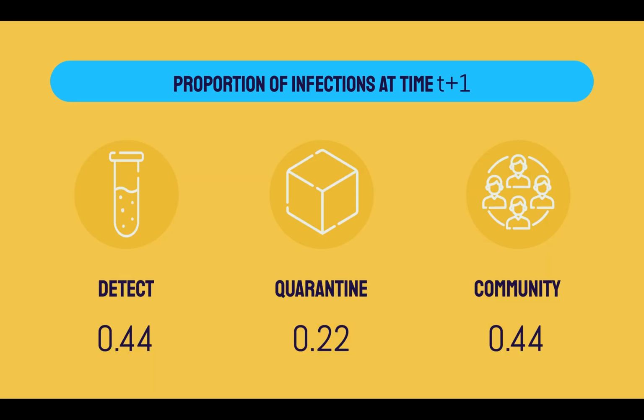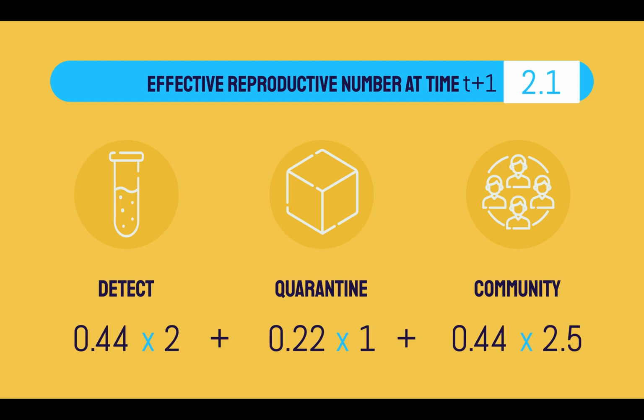And so this results in a pretty different picture. Now we're detecting about 44% of the infections, quarantining about 22% of infections, and we've got about 44% still out there in the community. And so our effective reproductive number at time t plus 1 is down to 2.1. So we were able to lower that reproductive number from 2.5 to 2.1 based on our test, trace, isolate program.